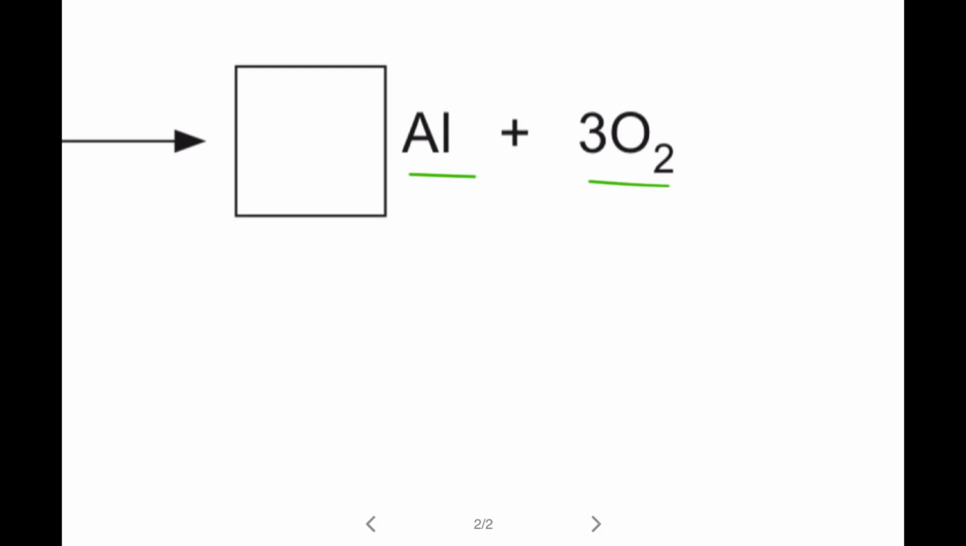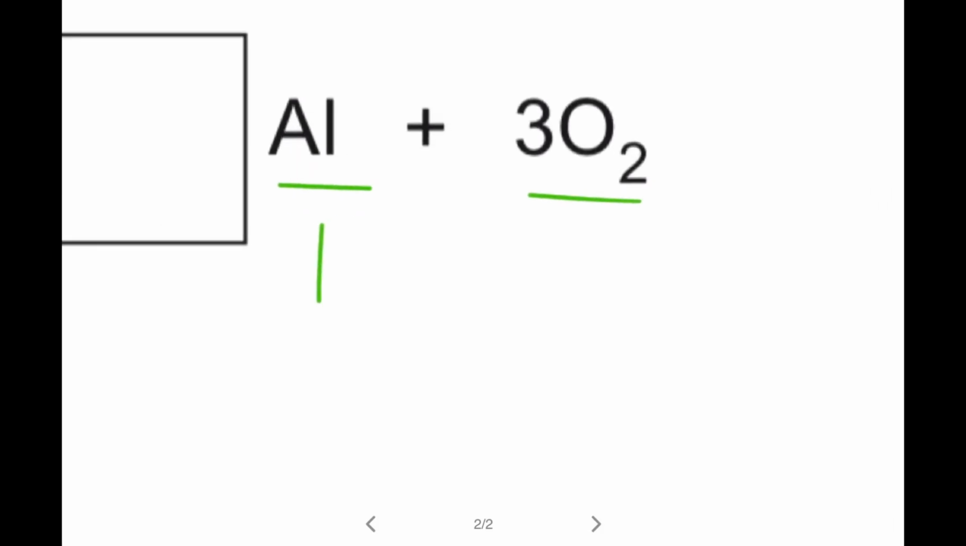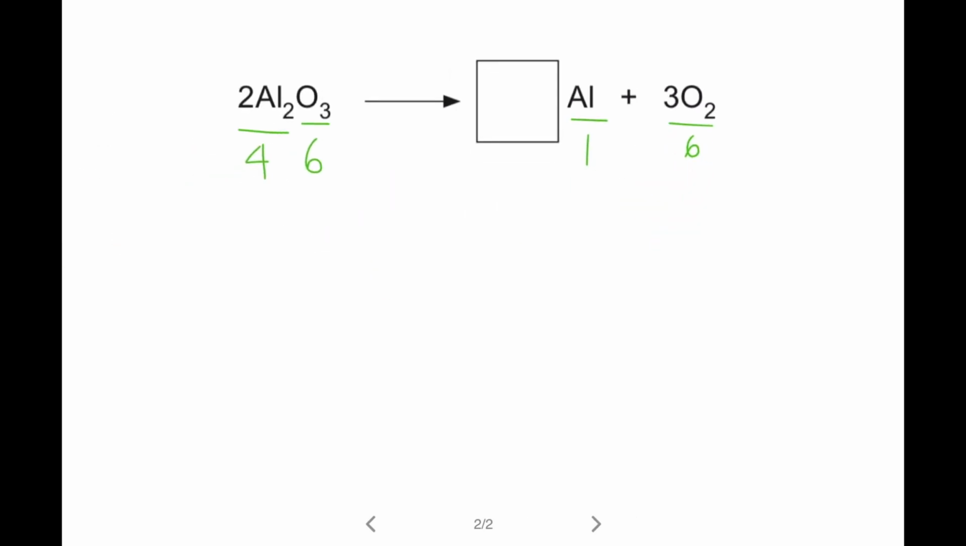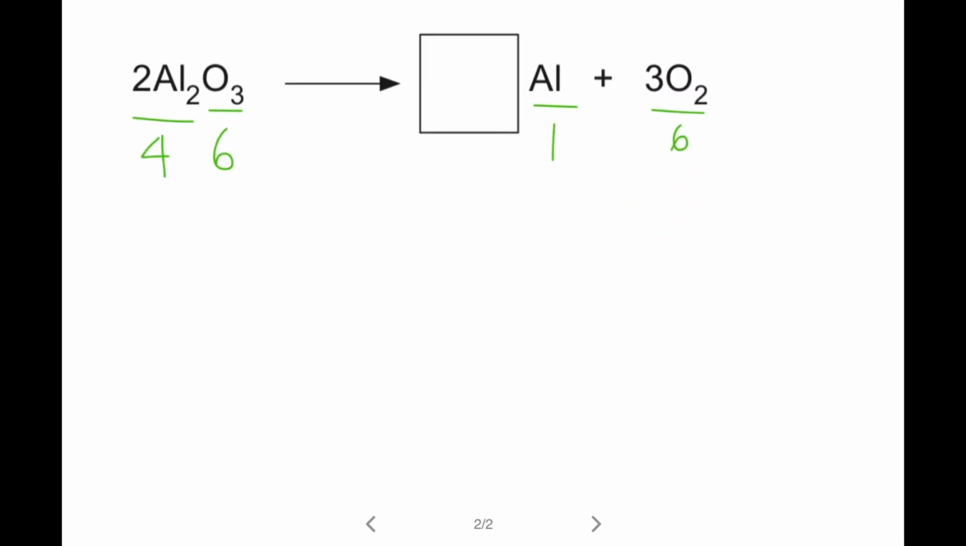So over here, we only have 1 because there's no numbers. And here we have 3 times 2 again, which is 6. So now we have them all calculated. We need to look and see if we have any that are imbalanced.